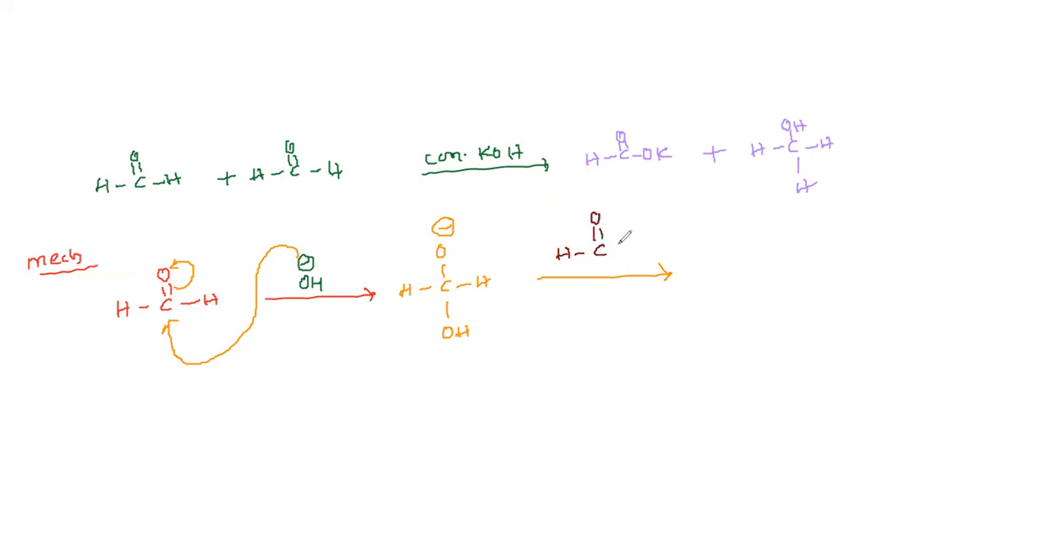Again we take another mole of carbonyl compound, C double bond O H. This is the second mole, which we already took in the reactant. Here again oxygen is more electronegative, so the carbon gets positive. Here H minus ion transfer takes place. Whenever there is an H minus ion transfer, the carbon gets the positive charge.